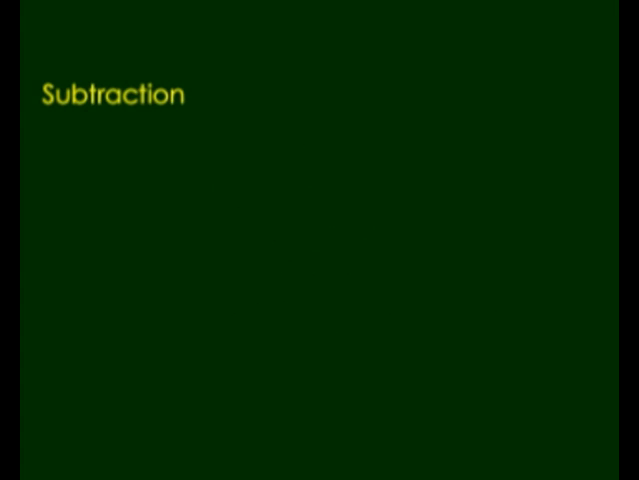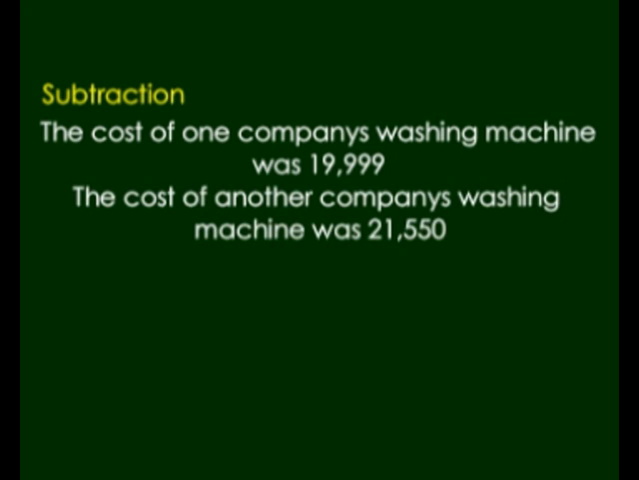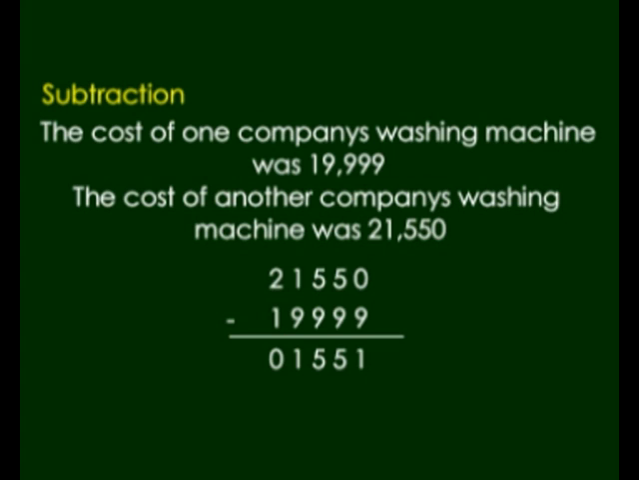Now let's make the sum of subtraction. The cost of one company's washing machine was 19,999. The cost of another company's washing machine was 21,550. So what is the difference between the costs of two washing machines? So 21,550 minus 19,999. The answer is 1,551.